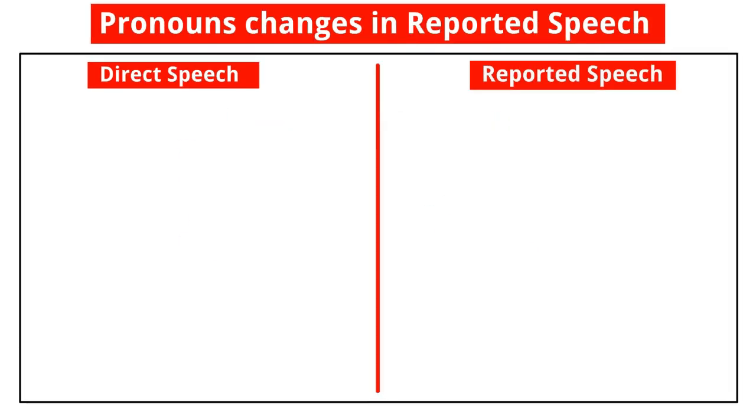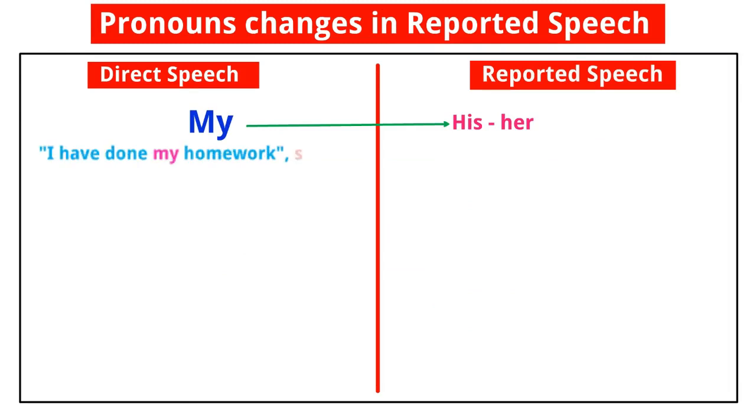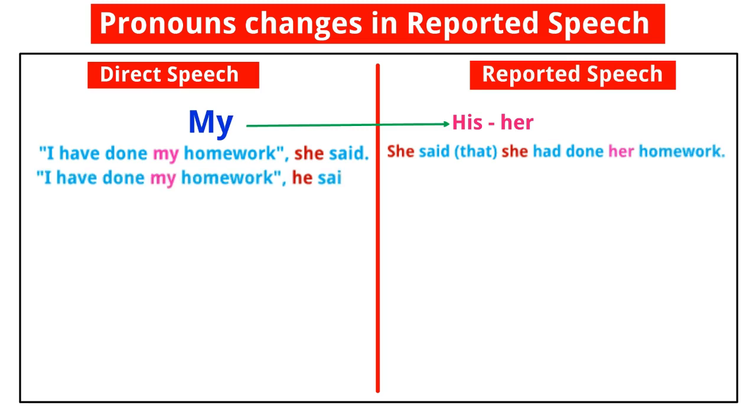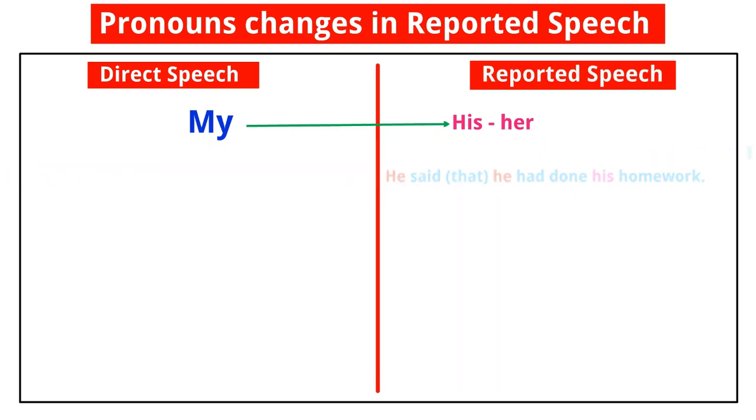My becomes his or her. For example, "I have done my homework," she said. Becomes: she said that she had done her homework. It can also change to his. For example, "I have done my homework," he said. He said that he had done his homework.